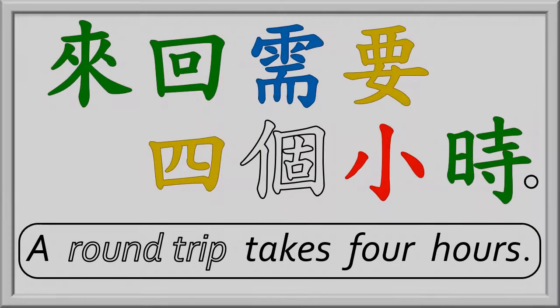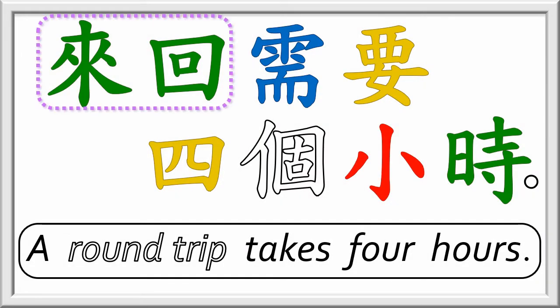When talking about round trips or return trip tickets on any type of transportation, the proper phrase is 来回. Be careful not to switch the characters around. 回来, otherwise you'll simply be saying come back. 来回需要四个小时. A round trip takes 4 hours.